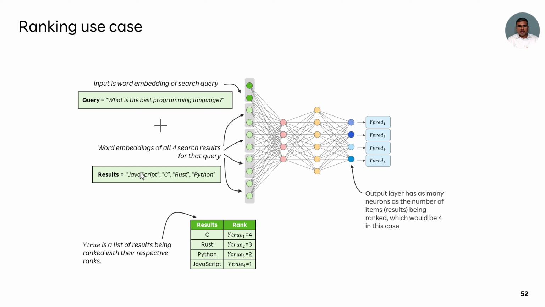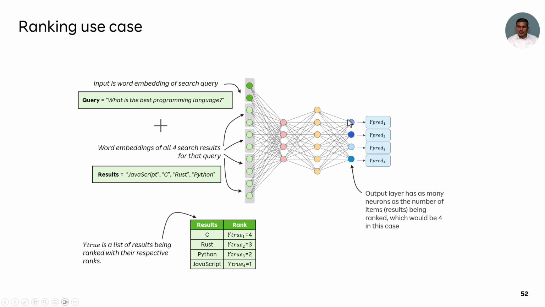Now, what you'd like to also pass is a ground truth value of the ranking. And here I have C, Rust, Python, and JavaScript. So essentially, these four I rank as C is 4, highest ranked, Rust is the next one at 3, Python is at 2, and JavaScript is at 1. So this is my ranking. Now, clearly, because I'd like to rank 4 elements, I want to have as many neurons here in the output layer.